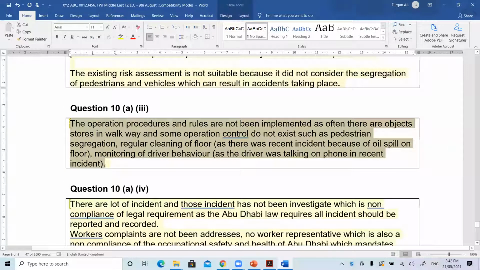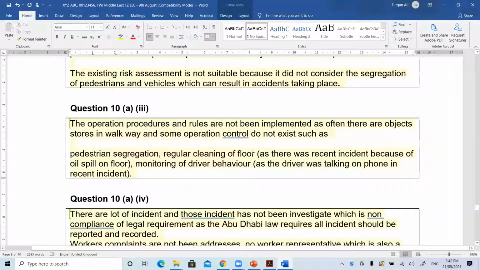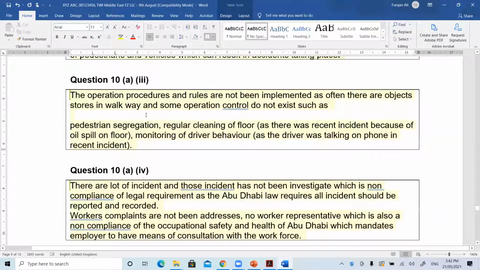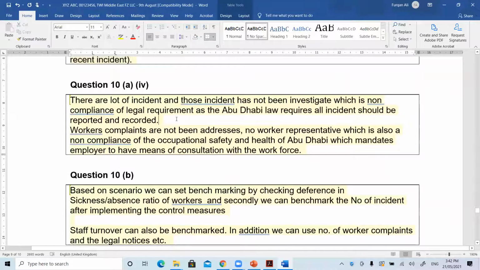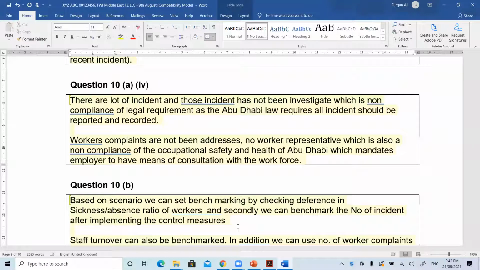Here, the operational procedures have not been implemented. Why? Because the workers are not storing objects properly, and they're storing them in the walkways. Also, you can split this and add pedestrian segregation as well. So he could have split this into 2 points as well. So he's mentioned that the procedure is not being followed as objects are being stored in the walkways and pedestrian segregation is not available. Here he's mentioned 2 points. What is the next one?